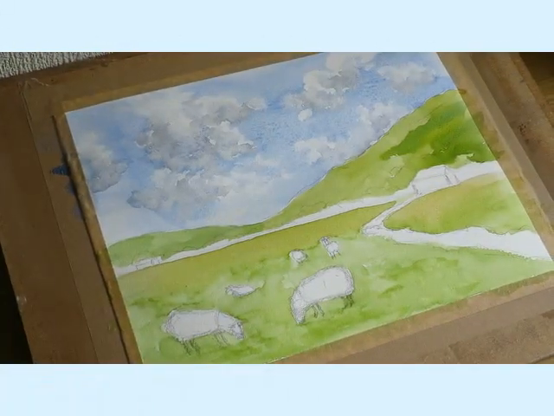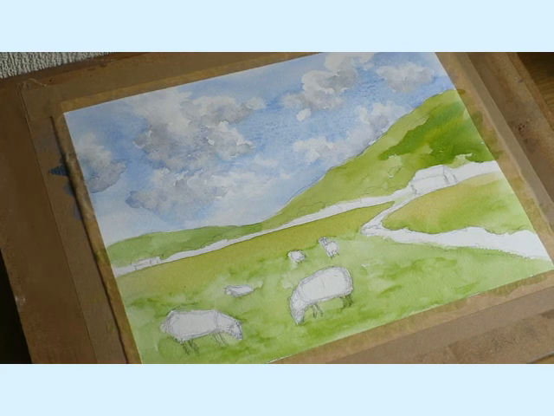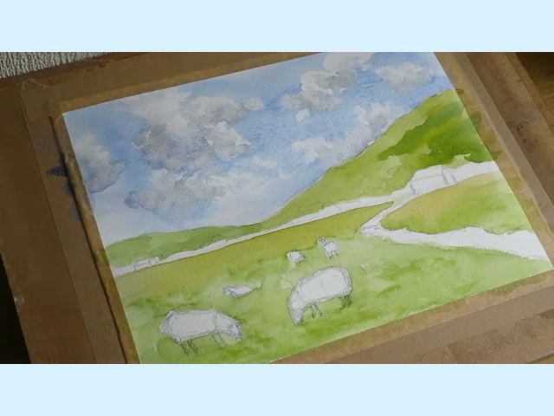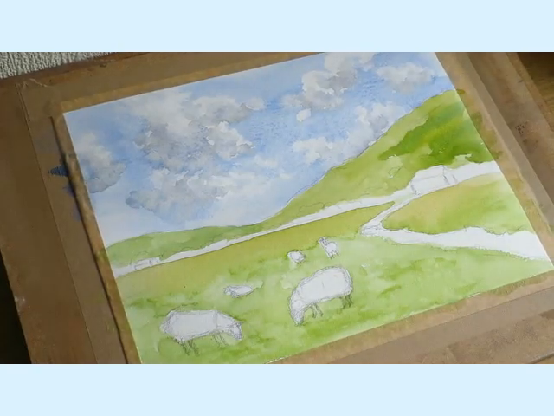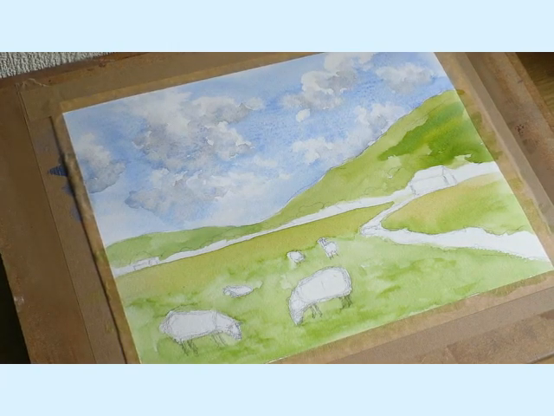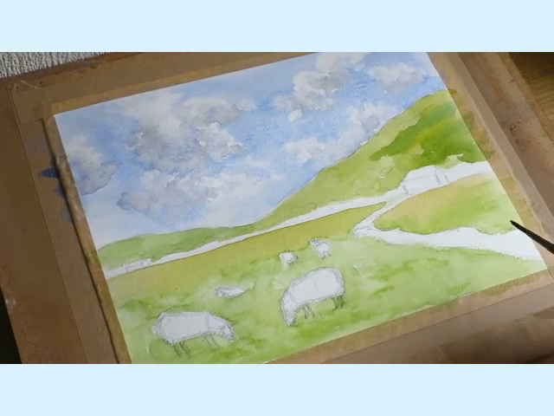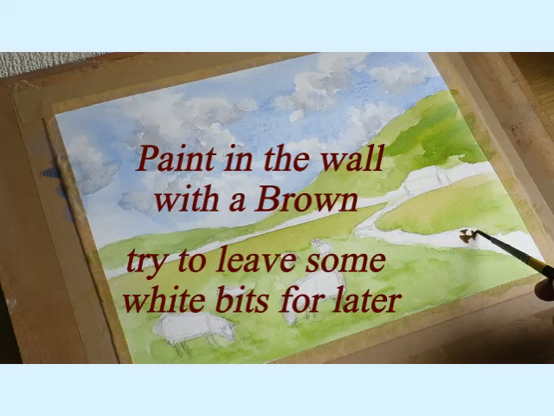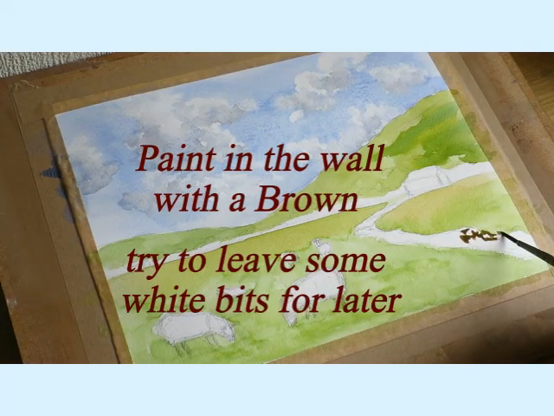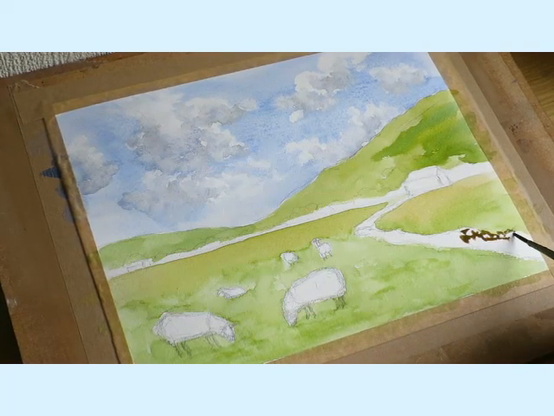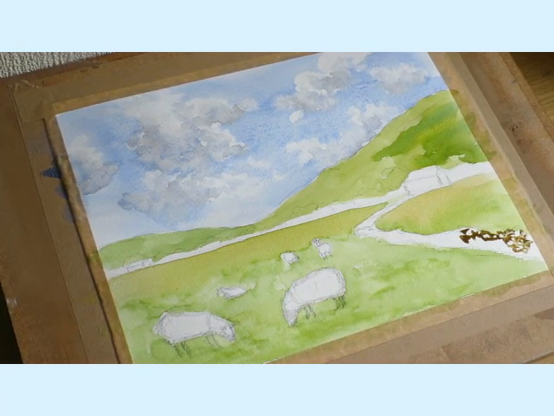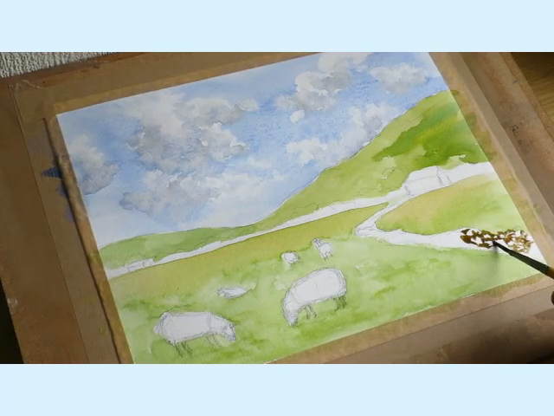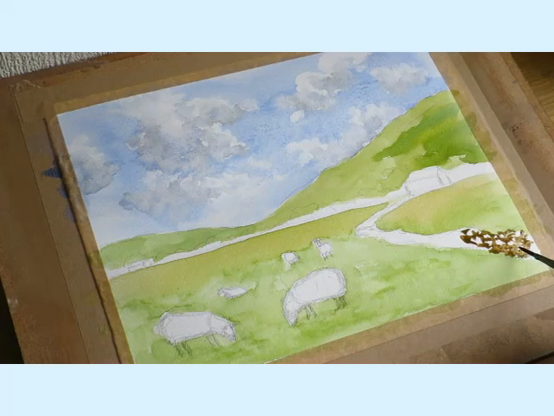So I'm going to quickly try and fill in the wall. I've got a brown colour here, a bit of raw umber colour, burnt umber. I'm not going to fill it all in. I'm just going to leave some white bits, because there are stones that look lighter in colour, and it's quite nice just to paint round some of them just now, and then we can use it later.